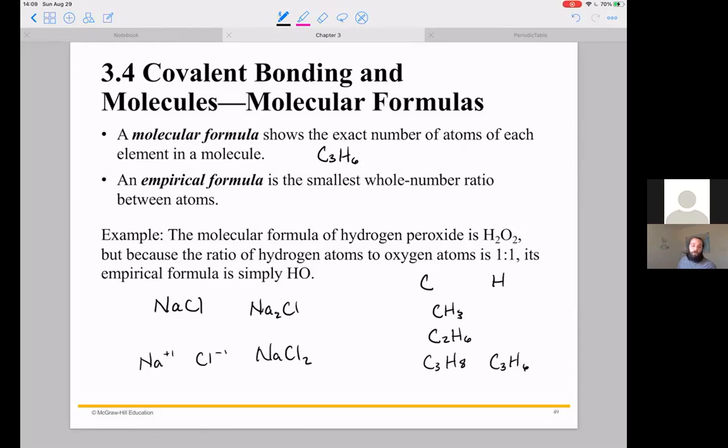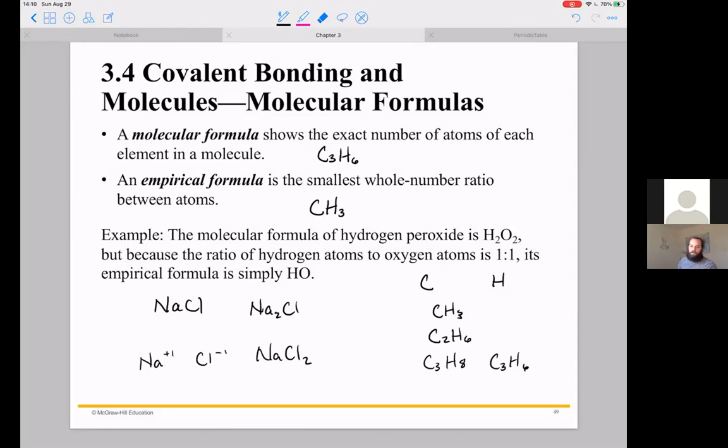The empirical formula is the smallest whole number ratio between those 2 atoms. So kind of a lot like our ionic formula where we reduced it just like a fraction. If we're talking about an empirical formula, this is basically taking a molecular formula and reducing those subscripts. So in this case, I could take both of these and divide them by 3. So CH3 would be the empirical formula, whereas C3H6 would be the molecular formula.